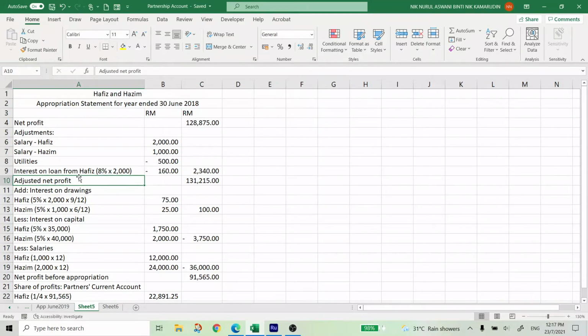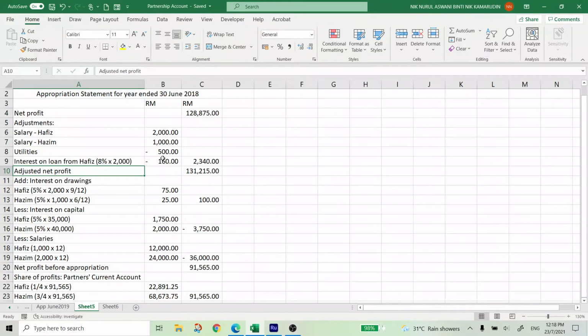Once we have the adjusted net profit, we are going to take into account all the entitlements of the partners based on the partnership agreement, or any charge to the partner by the business, again based on the partnership agreement. In the absence of a partnership agreement, you have to refer to section 26 of the Partnership Act 1961. So the first item after the adjusted net profit, or after the net profit if you don't need any adjustment, is you add the interest on drawing, less interest on capital, and then less salary. The amounts of interest on drawing, interest on capital, and salary are the amounts incurred or earned for that year. After that, we calculate the net profit before appropriation.